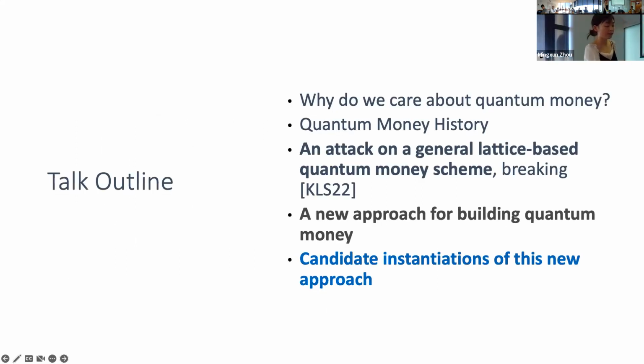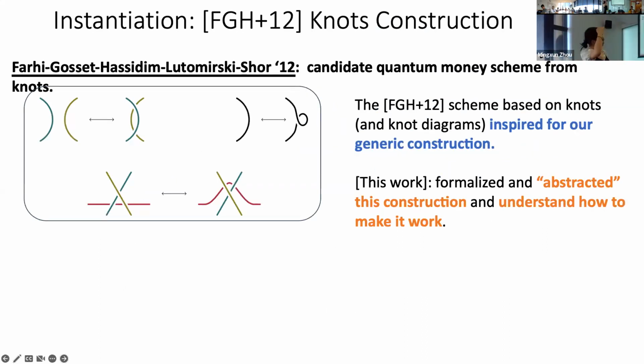And finally, it comes to our instantiations. Firstly, as I briefly mentioned, our scheme is actually inspired by the knots construction, the paper on quantum money from knots. Our work is basically to formalize and extract this construction. We study what property we need for correctness and what assumptions we need for security, which wasn't shown in that paper, because basically what they said is that we have some intuition why this works, but we don't do a reduction.